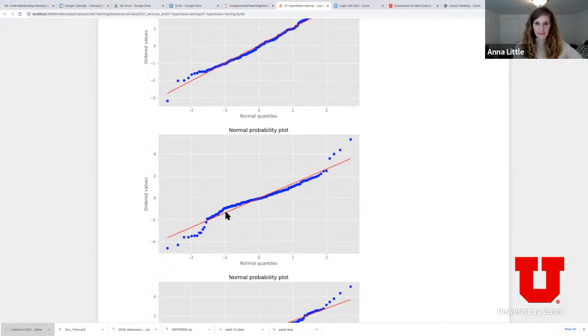Because for a normal distribution, 95% of the data is within 2 standard deviations, and I think it's 99.7% within 3 standard deviations.